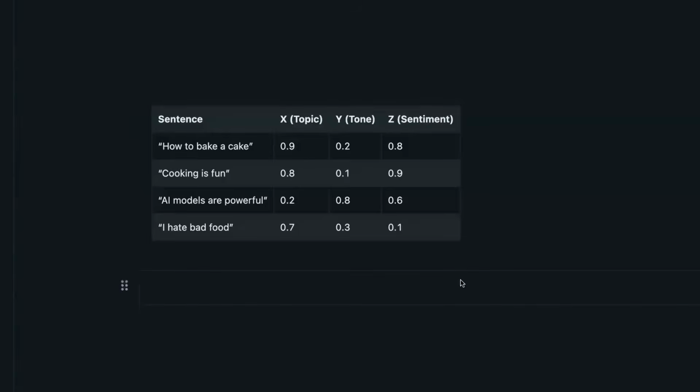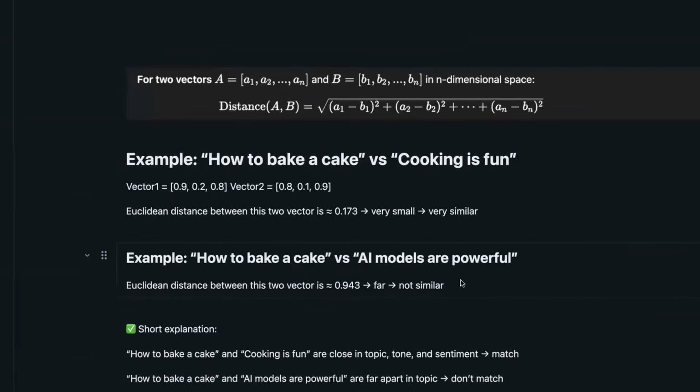So once you're able to do that, this is how you calculate the distance between these two, right? We call this the Euclidean distance. So you have two vectors, A and B. They could have multiple dimensions, right? And you can calculate a distance between these two with this particular formula. Let's take an example: vector 1 and vector 2, which are related to how to bake a cake versus cooking is fun. The Euclidean distance between these two vectors is 0.173. This is very small. That means these are very similar sentences.